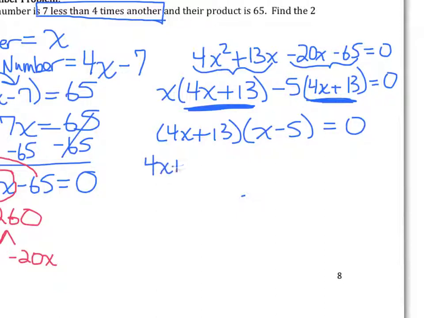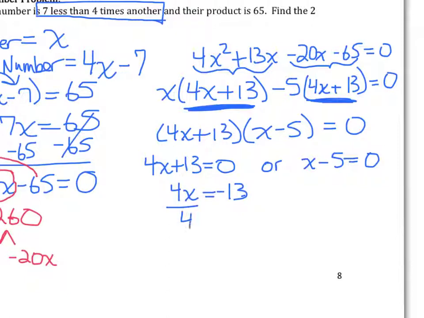So I'm going to take the 4x plus 13, set it equal to 0, give me one of my solutions. Or my solution can come from setting x minus 5 equal to 0. In this left equation here, I'm going to subtract 13 from both sides. When I subtract 13 from both sides, I get 4x equals negative 13. And last but not least, I can divide both sides by 4. And so I'm going to get x equals negative 13 over 4.